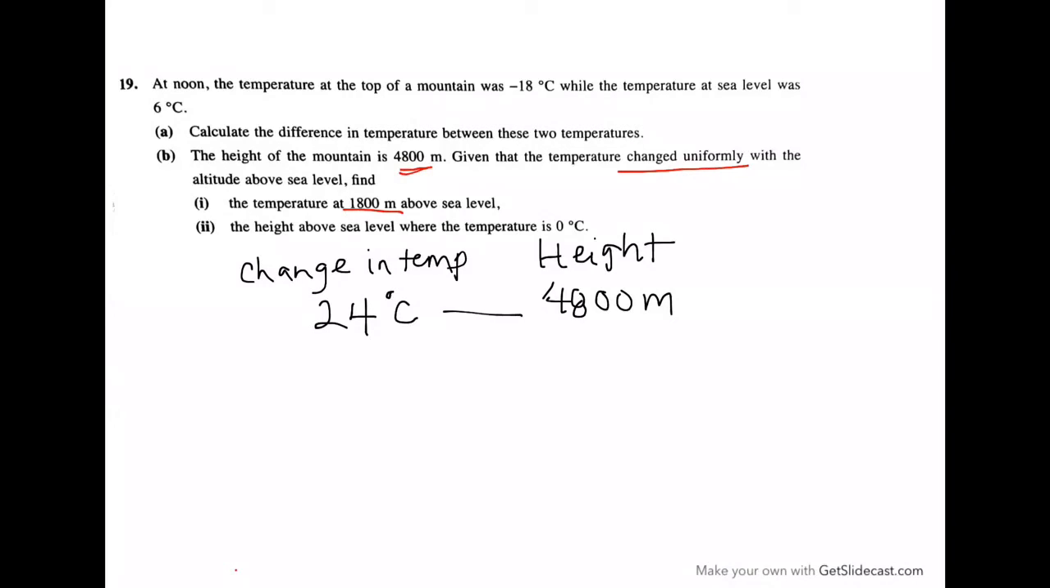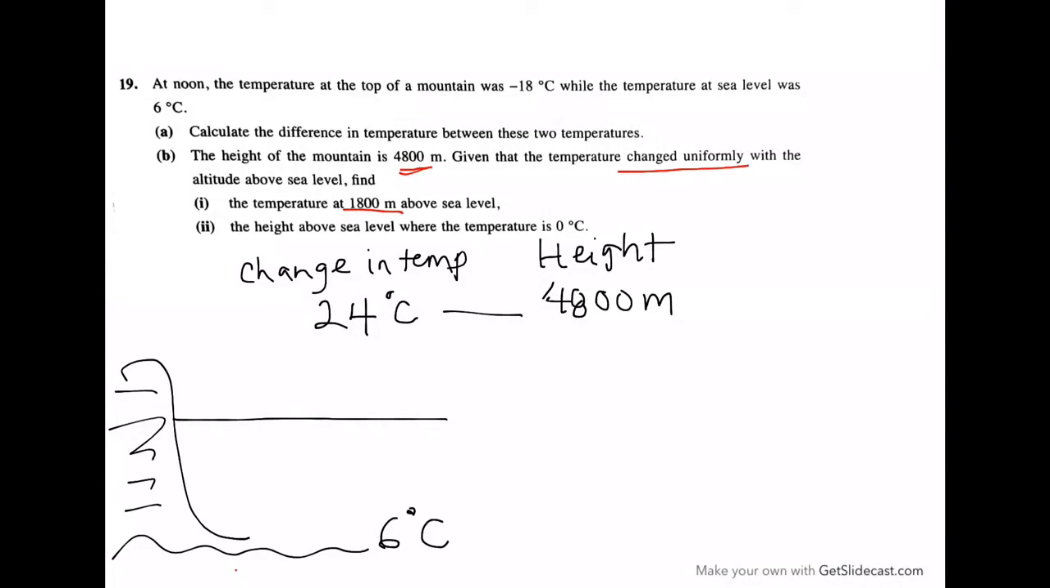Now let's look at B part 2. The height above sea level, where the temperature is now 0 degrees Celsius. So we need to take a look back at our mountain again. So this is our mountain. At the sea level itself, the temperature was originally 6 degrees Celsius. I need to find a particular height where the temperature has actually dropped all the way to 0 degrees Celsius. So what is this change in the temperature? The change in the temperature is 6 degrees Celsius because it dropped by 6 degrees Celsius. Hence, we are going to find that particular height.